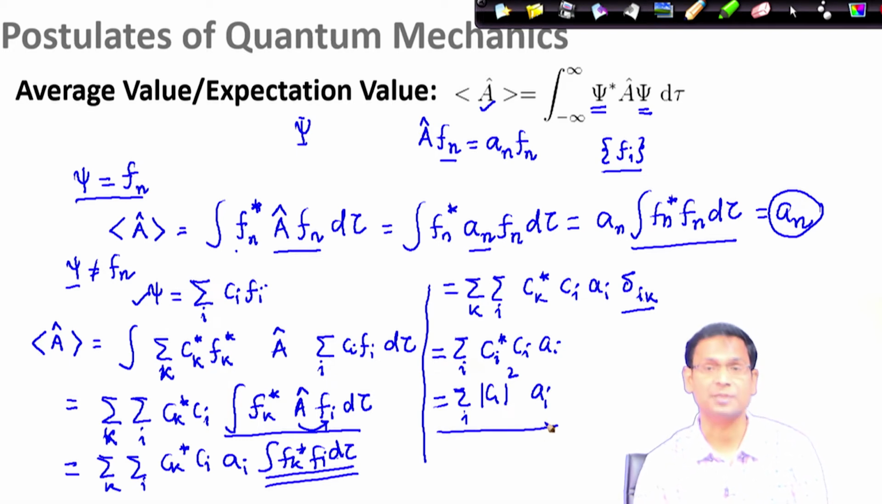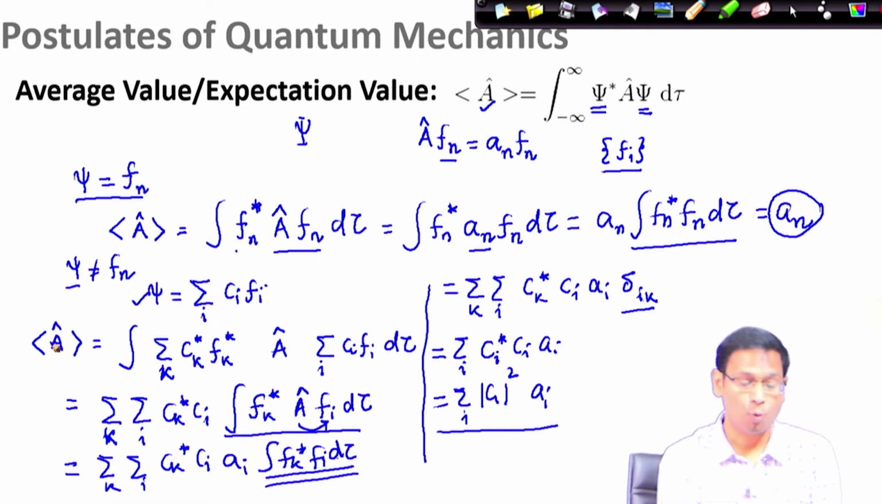So, this is my expectation value or the average value of measurement of A when the state function is not an eigenfunction of the operator A. If the state function is an eigenfunction of operator A, I get the outcome of this experiment as only one eigenvalue, and that is A n. But when the state function is not an eigenfunction of operator A, I make measurements on many identically prepared systems, and each time I will get some values, but it is not any arbitrary value.